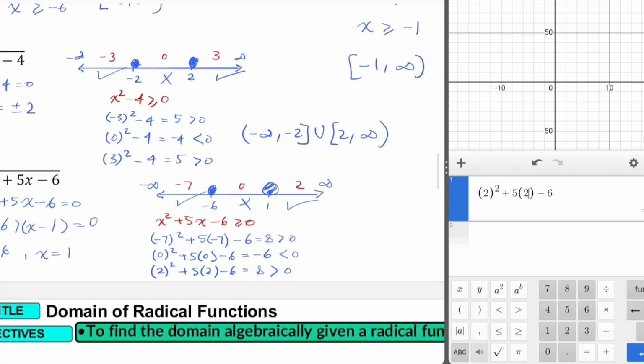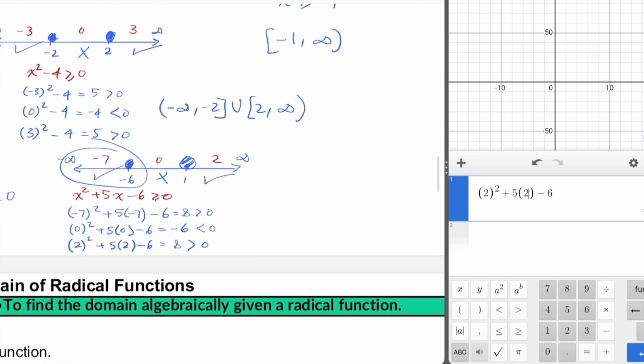So my domain is going to be the first interval, starting from negative infinity and ending at negative 6. The second interval, starting from positive 1 till positive infinity. So negative infinity comma negative 6. Again here, don't forget that at negative 6 and 1 it has to be a closed bracket because we have an equal sign. And this is the domain for this function.